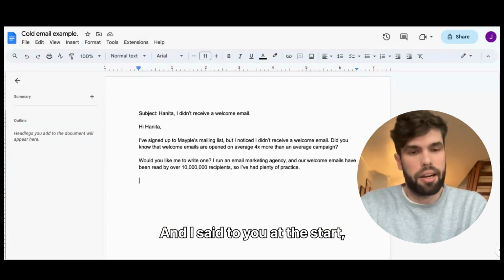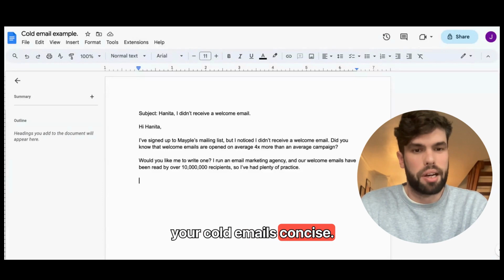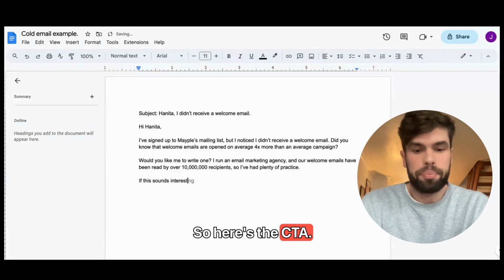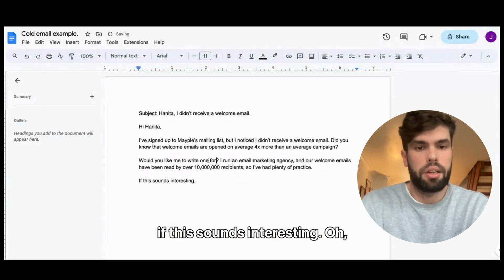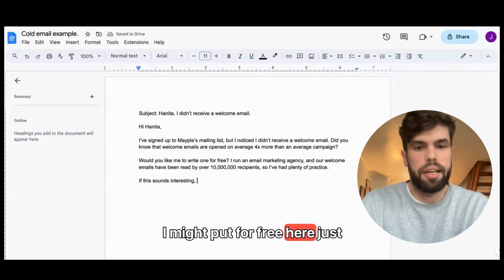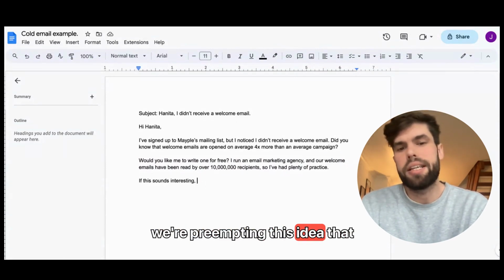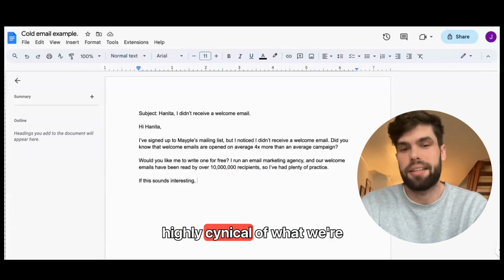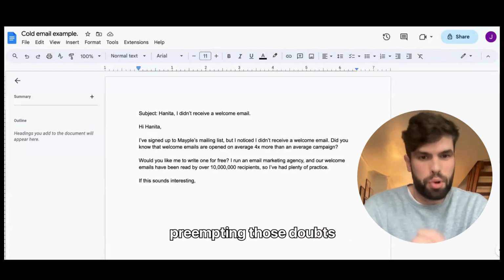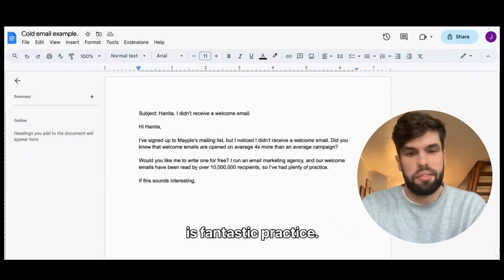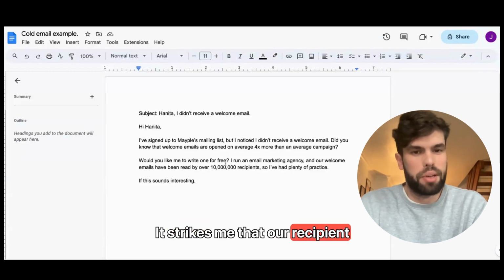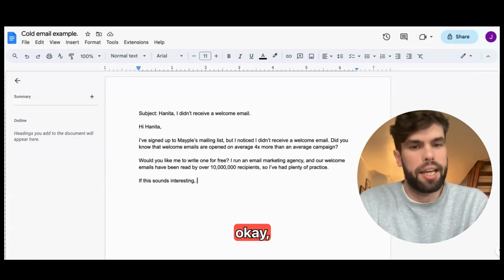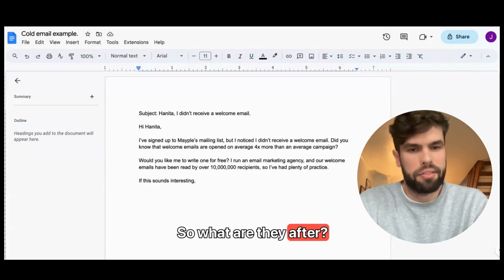And here comes the CTA, and I said to you at the start that you should always keep your cold emails concise. Again, we have to assume that our recipient is incredibly busy. So here's the CTA. If this sounds interesting, I might put for free here, just to reassure them. Again, we're preempting this idea that our recipient is going to have doubts, right? They're going to be highly, highly cynical of what we're writing here. So where possible, preempting those doubts is fantastic practice. It strikes me that our recipient is probably thinking, how much is this going to cost me? So by putting for free in straight away, it just reassures them that, no, okay, they're not after my money here. So, what are they after?